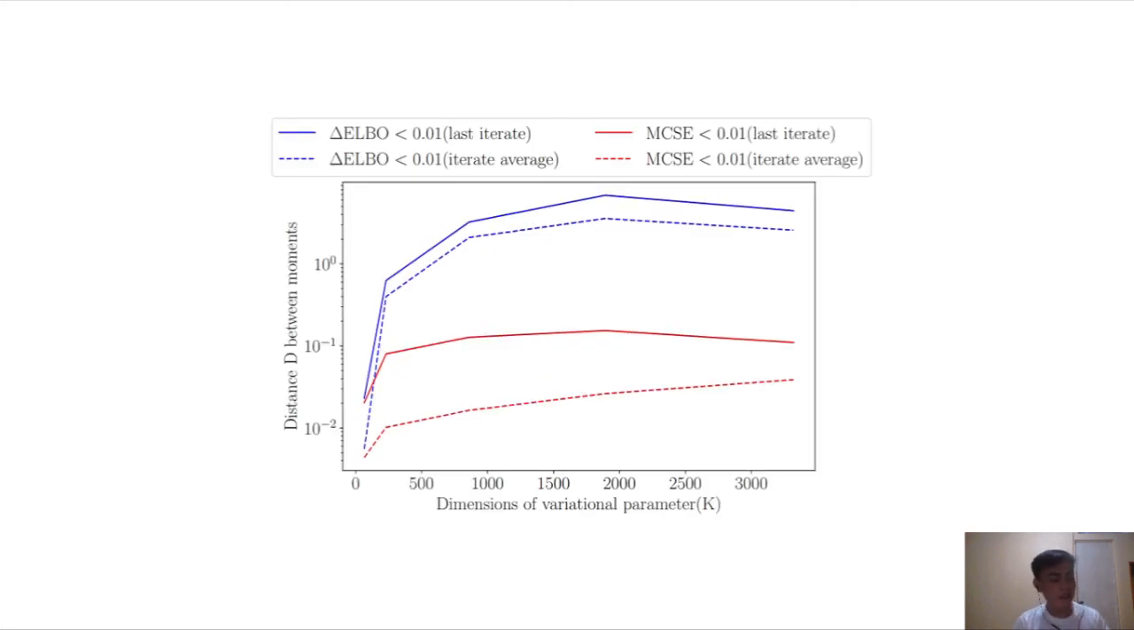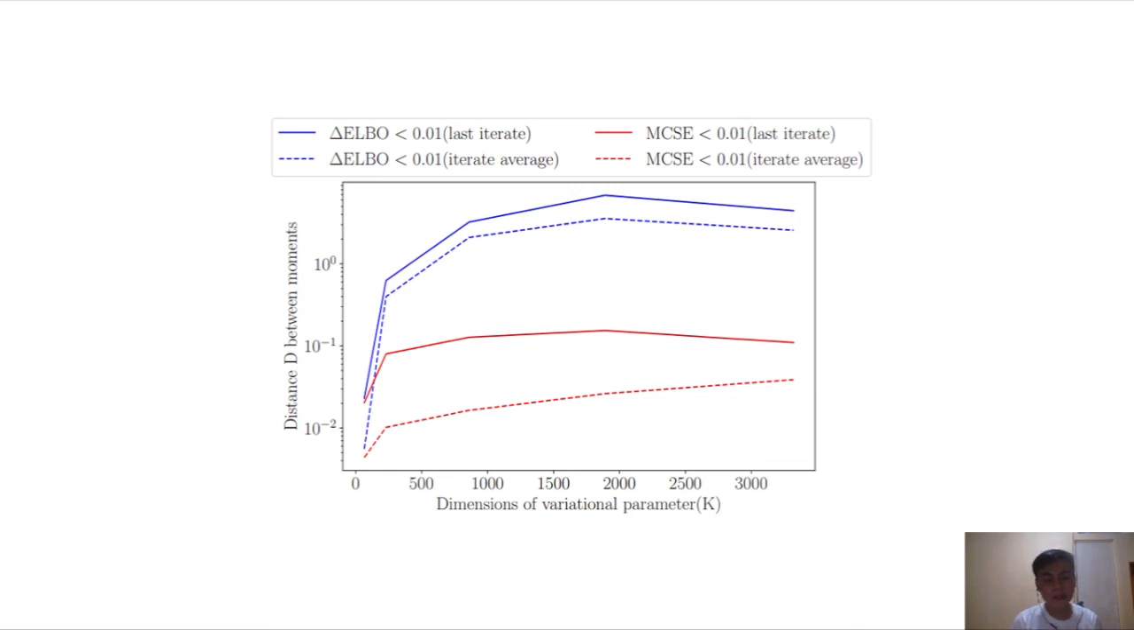Now let us take a closer look at this graph included in the paper. In the y-axis, you can see the distance d between the variational and ground truth moments for a full rank variational inference approximation on linear regression models of varying dimensions of posterior. And in the x-axis, we can see the dimensions of the variational parameter, k.